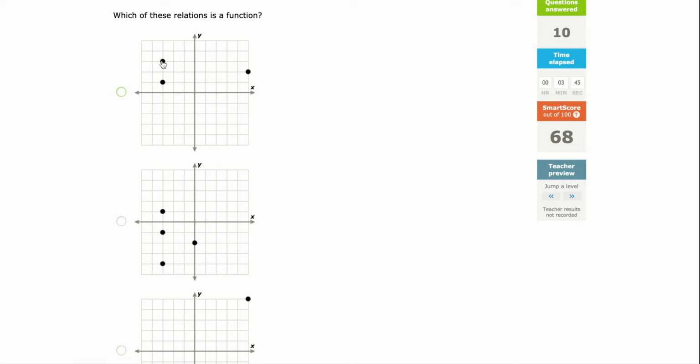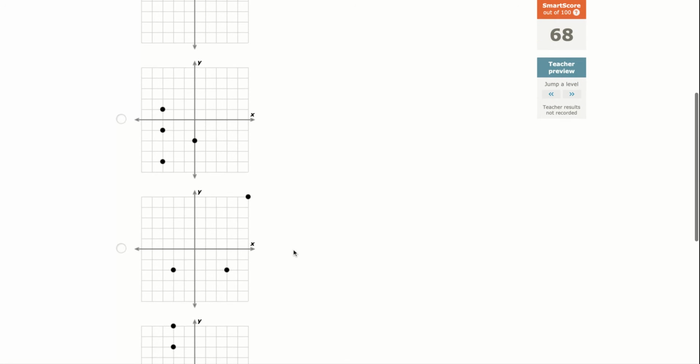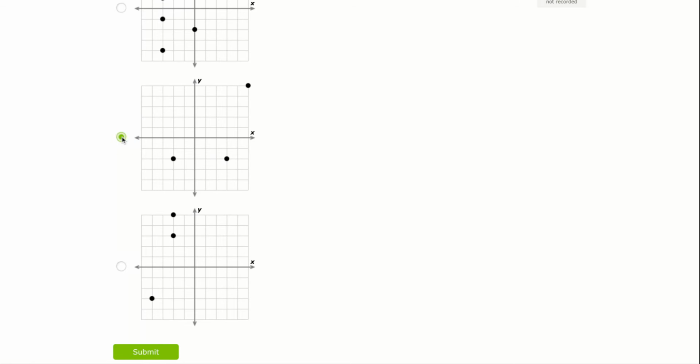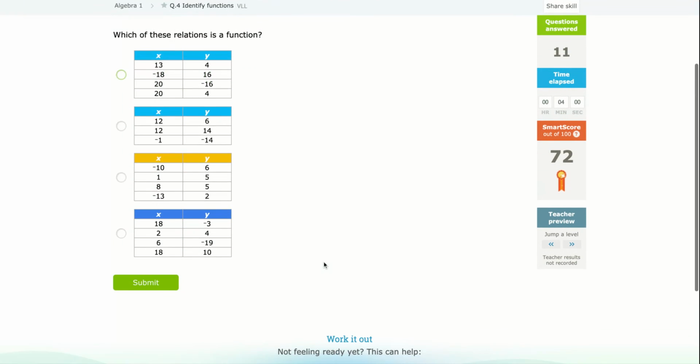Again, I don't want to see any points lined up. It makes it not a function if points are lined up. If points are lined up vertically, it's not a function. I don't see any points lined up, so this one is definitely a function, but I see 2 points lined up on that one, so that is not a function.